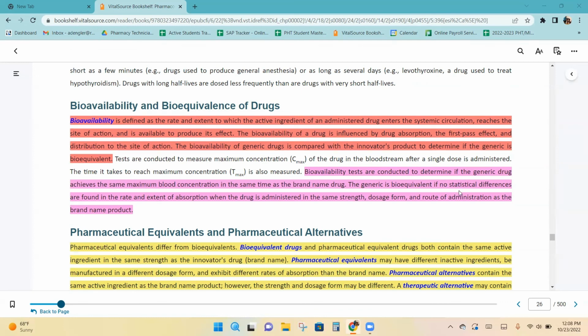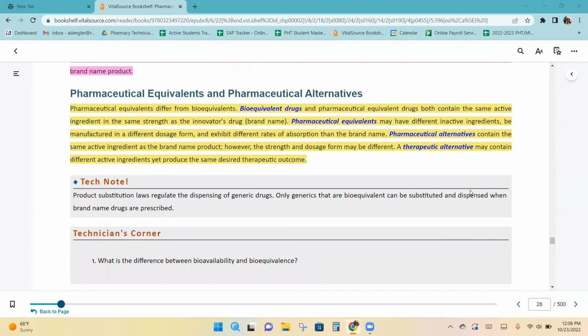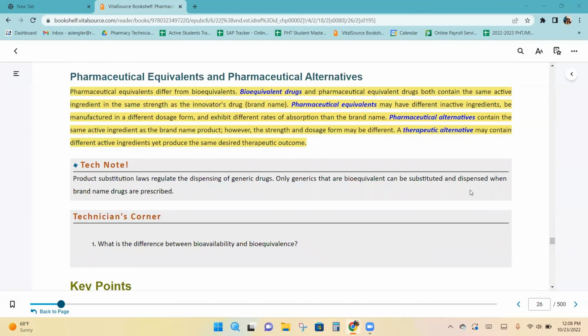The generic is bioequivalent if no statistical differences are found in the rate and extent of absorption when the drug is administered in the same strength, dosage form, and route of administration as the brand name product. Pharmaceutical equivalents differ from bioequivalents. Bioequivalent drugs and pharmaceutical equivalent drugs both contain the same active ingredient and the same strength as the innovator's drug, the brand name. Pharmaceutical equivalents may have different inactive ingredients, be manufactured in a different dosage form, and exhibit different rates of absorption than the brand name.